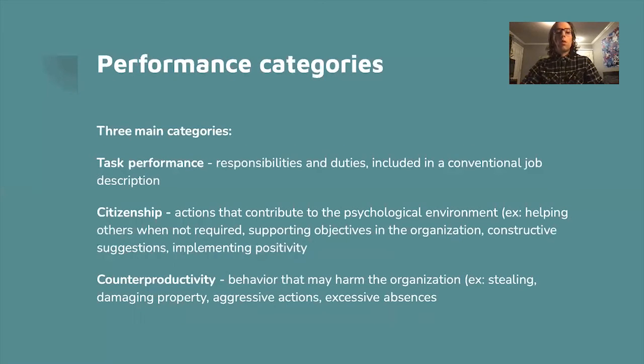Next, within performance evaluation, there are three main categories that are observed: task performance, citizenship, and counterproductivity. An example of task performance would be your responsibilities and duties within your outlined job description. In other words, if you are a chef at a restaurant, you would be graded on your ability to prepare the dishes correctly and in a timely manner.